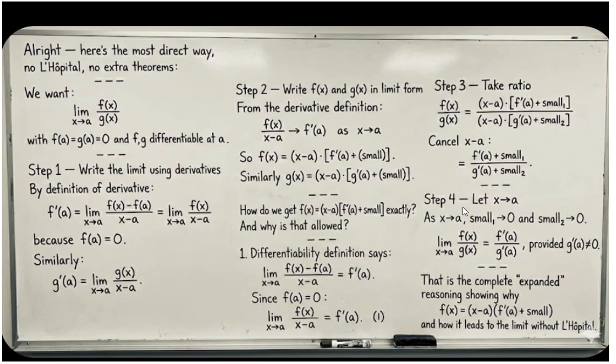If you cancel x minus a, then as x tends to a, the small error is going to become zero. Therefore, finally we get the limit of f of x divided by g of x is equal to f dash of a divided by g dash of a, provided the only condition that g dash of a is not equal to 0. This is how we can show there is no need of L'Hopital's rule whenever the function is differentiable at a.